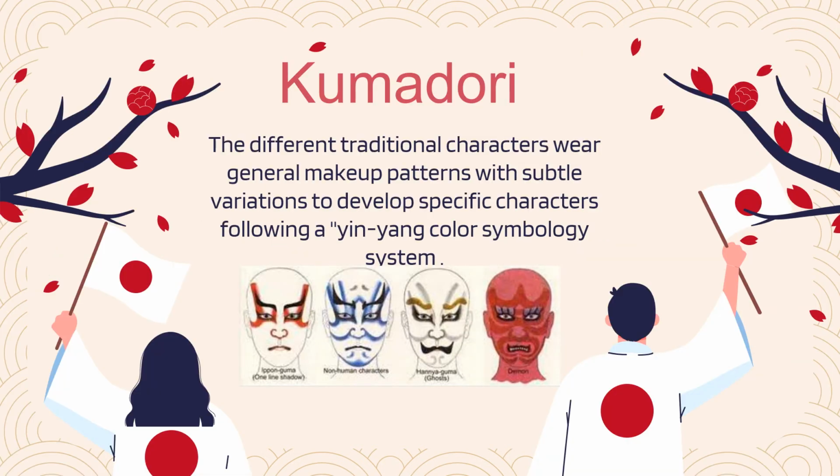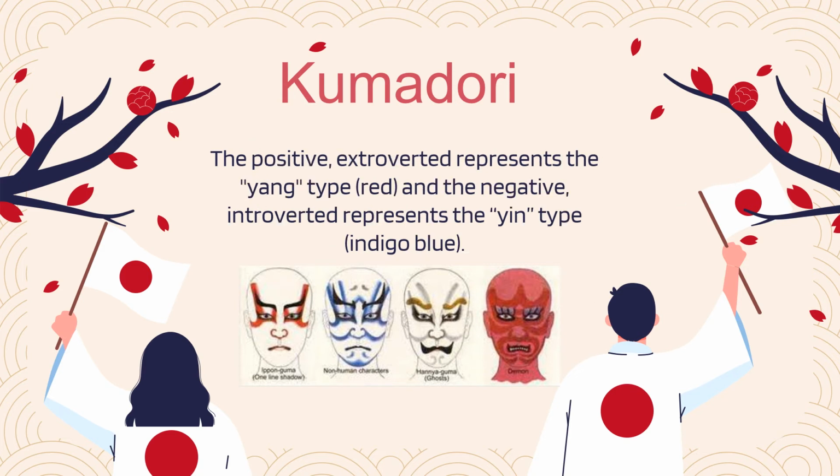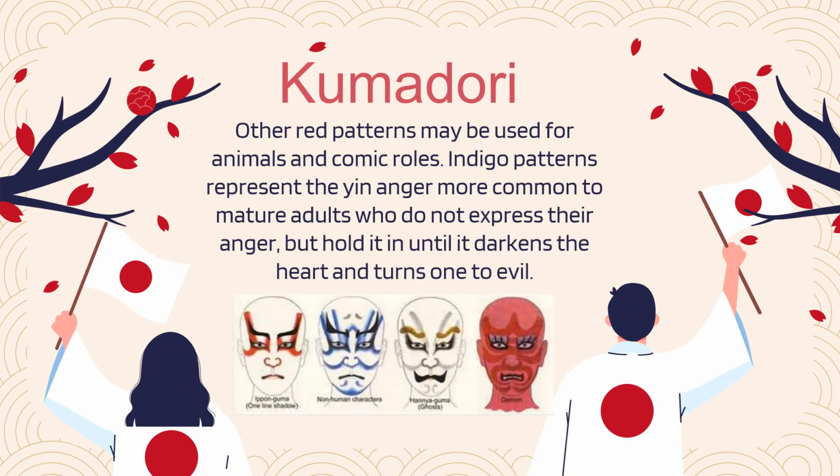The different traditional characters wear general makeup patterns with subtle variations to develop specific characters following a yin-yang color symbology system. The positive, extroverted represents the yang type or the red, and the negative, introverted represents the yin type or the indigo blue. Other red patterns may be used for animals and comic roles.